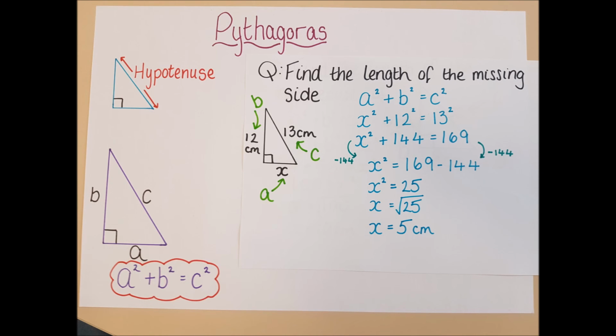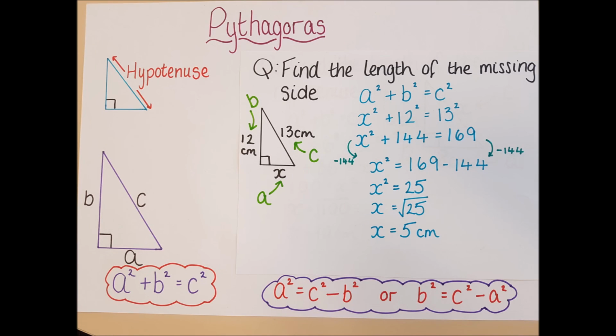In the example we just went through, a different variation of the general formula would have actually been quicker. In this case we would have used a squared is equal to c squared minus b squared, or b squared is equal to c squared minus a squared. This can speed up some questions, however you can still work the answers out just the same by using the original formula a squared plus b squared equals c squared.